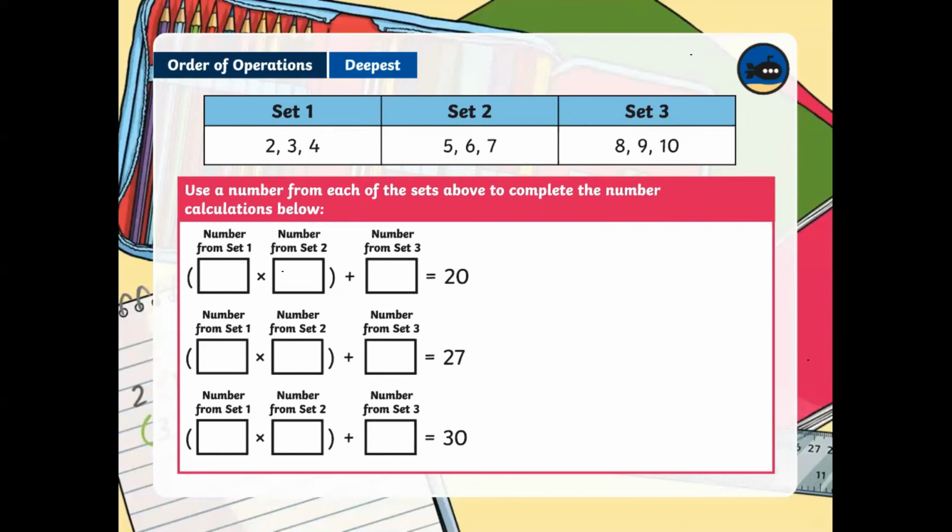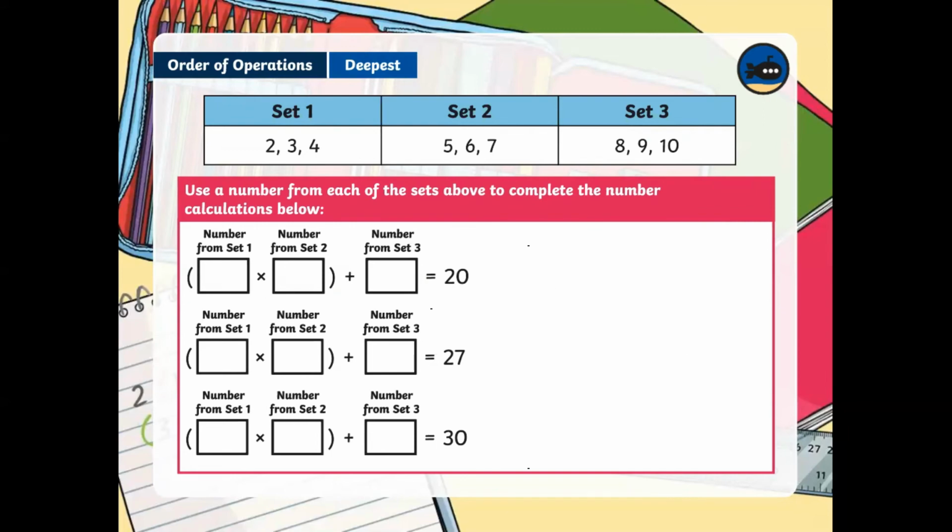So we've got 3 different calculations. We've got something times something inside of brackets, and then we add something from the third set to that answer, and then we have to get 3 different answers. So I want you to try this on your own, and then I will reveal the answers to you and then explain them to you as well.